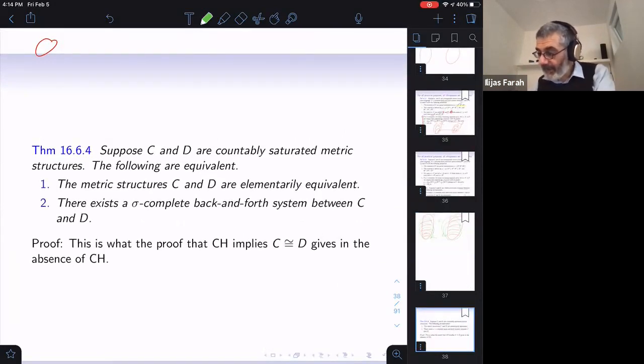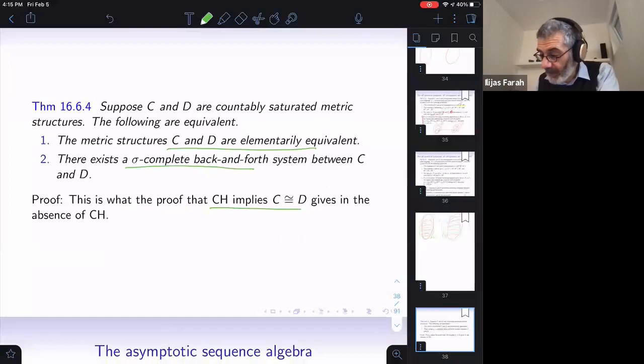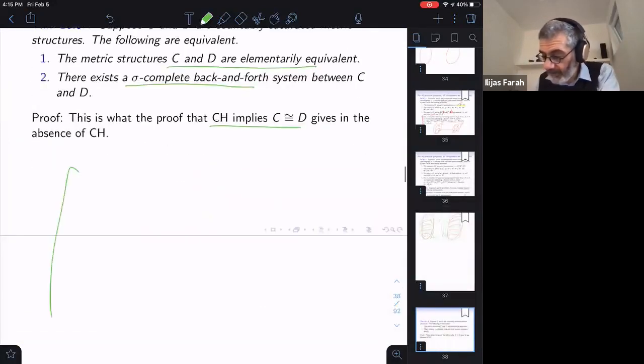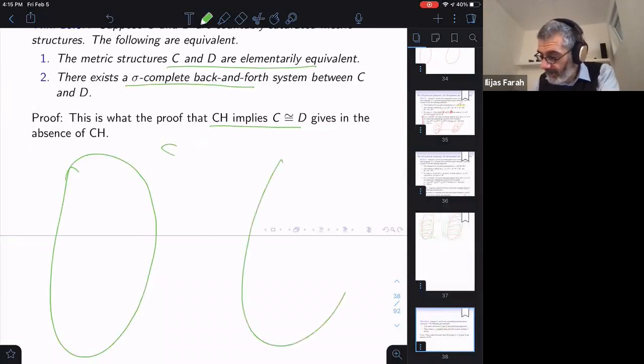Theorem: if you have countably saturated metric structures, then they are elementarily equivalent if and only if there is a sigma complete back and forth system between C and D. Now, this is exactly what the proof that CH implies C isomorphic to D gives in the absence of CH. You see why? Let me just say a word about that. You have C, you have D.